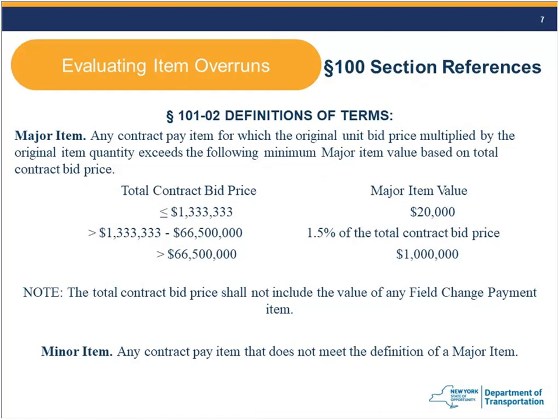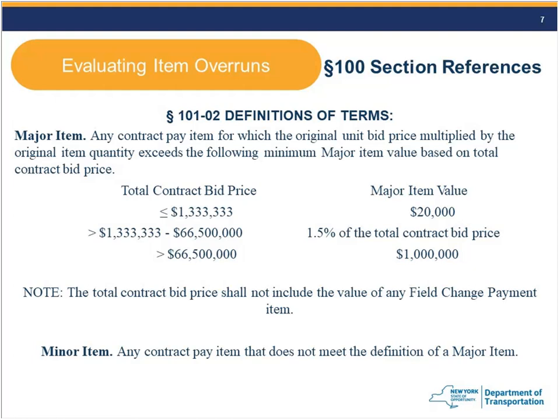So a contractor may throw around the term, oh, that's a major item, or someone else may say it's a major item of work or something like that. They may mean it in another context, but in the context of contract administration, here's really the definition right out of the 100 section. A major item: any contract pay item for which the original unit bid price multiplied by the original item quantity exceeds the following minimum major item value based on total contract bid price.